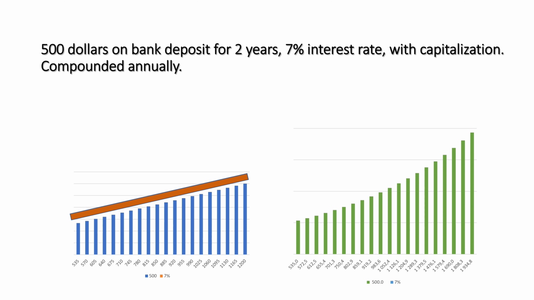Substituting the same numbers, there are $500, 2 years, 7% interest rate, but it's capitalized. For a year, it's $535. For 2 years, it's already $572. For 10 years, it's $983. For 20 years, $1,934, which is already much more than a simple interest rate. If you substitute the numbers on the chart on the right, you get a straight line, while compound interest rate shows exponential growth. Yeah, the thing on the right side is the exponential growth chart.